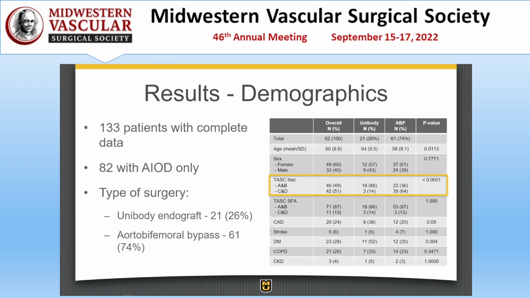As you can see on the right there, we found significant differences between the patient populations treated with unibody endograft compared to ABF, with 86% of patients receiving a unibody endograft having a TASC classification of A or B, whereas in the ABF group, only 36% of patients had TASC A or B type lesions. We additionally found a statistically significant higher prevalence of diabetes in our patients who received a unibody endograft as well.